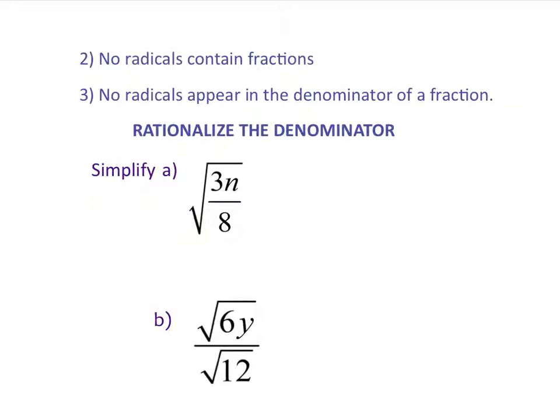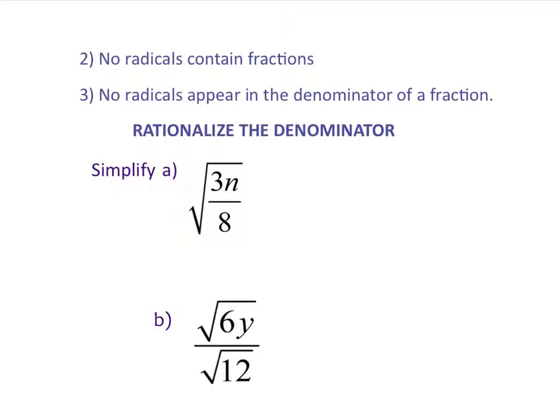Now we are going to look at the second and third bullet points: no radicals contain fractions and no radicals appear in the denominator of a fraction. So we're going to do what's called rationalizing the denominator, by making sure we get rid of radicals that contain fractions and have no radicals in the denominator of a fraction.